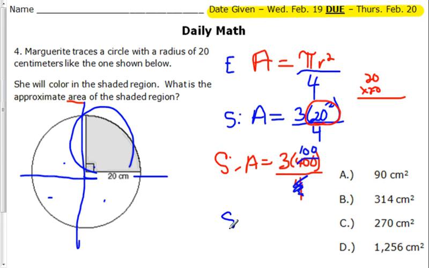So my final answer in my solve, my area is equal to 300 centimeters squared. And my closest answer to that, since I didn't use real pi, is 3.14 centimeters squared. So my answer is B.